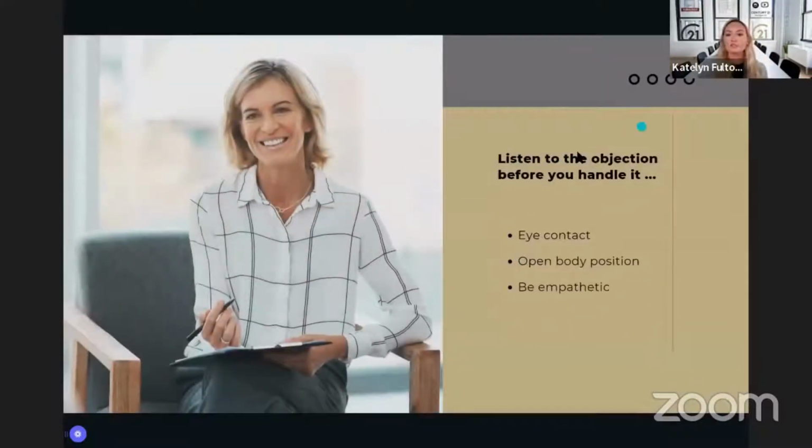So listen to the objections before you actually handle them. You want to make eye contact with them. You want to have an open body position and be empathetic with what they're going to talk about. So that's the way to handle it. It's not to fight them back. You're not here to have a power struggle over why you're right and why they're wrong. We want to figure out what the real reason is why they're not choosing to move forward with the process.